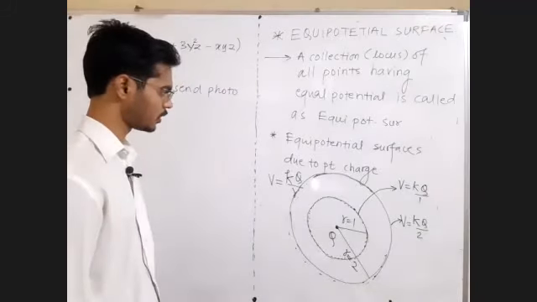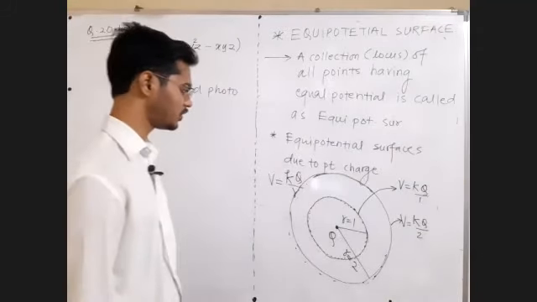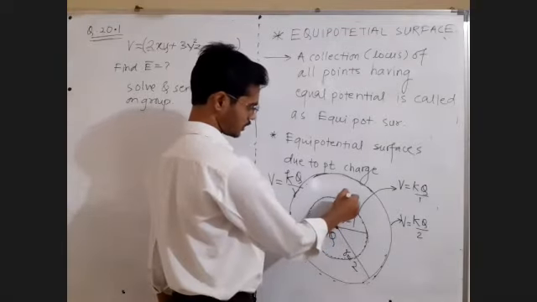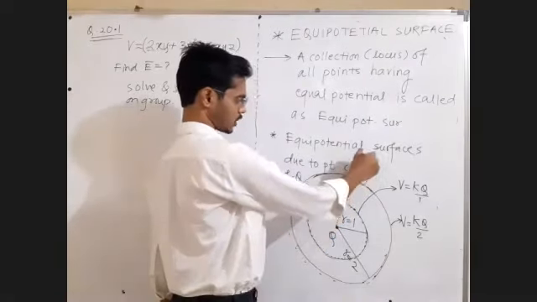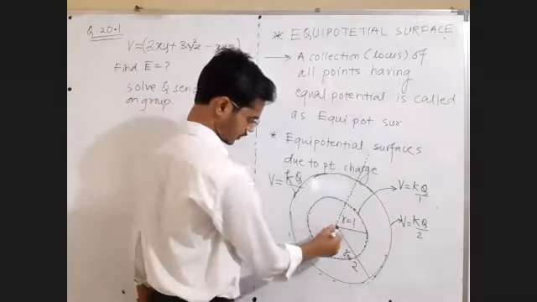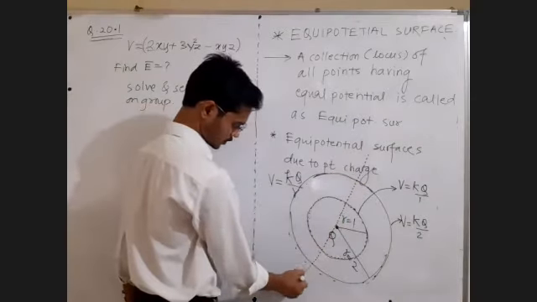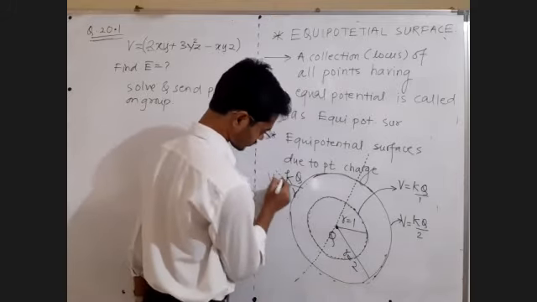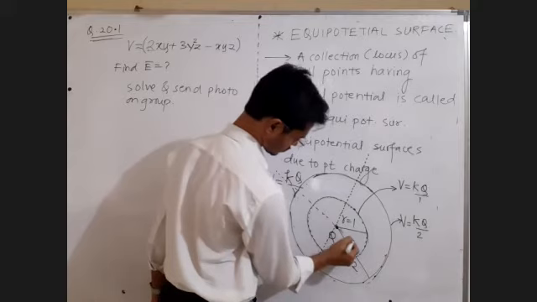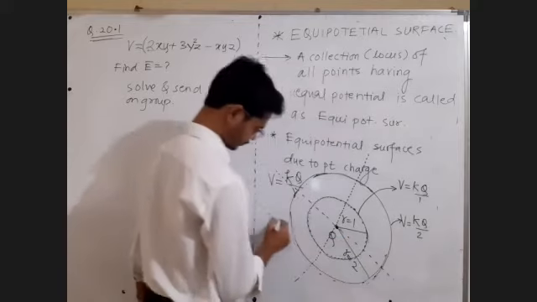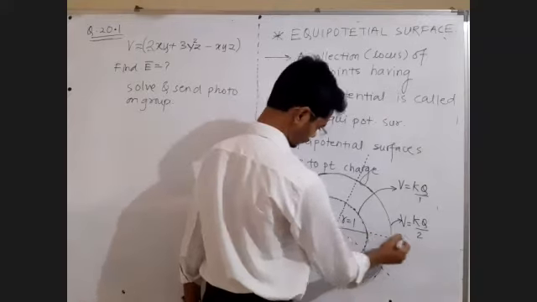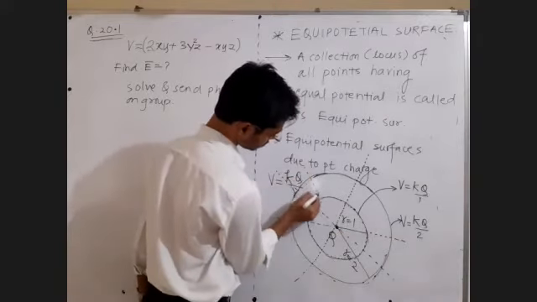Okay. Now let us try to draw the electric field lines. Electric field lines go away from the positive charge. You also do the same.